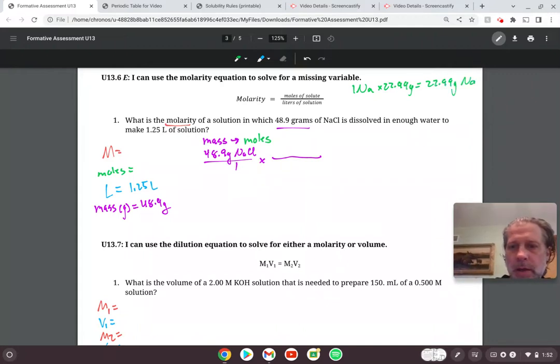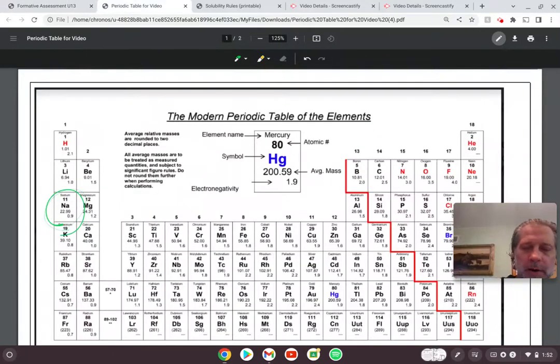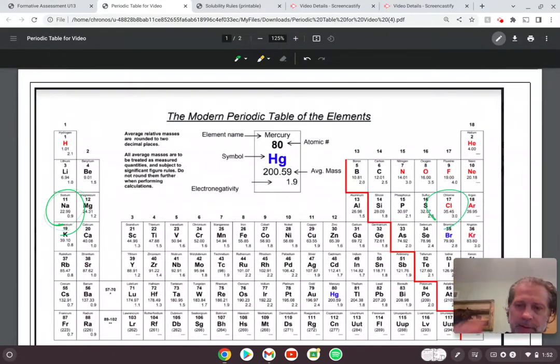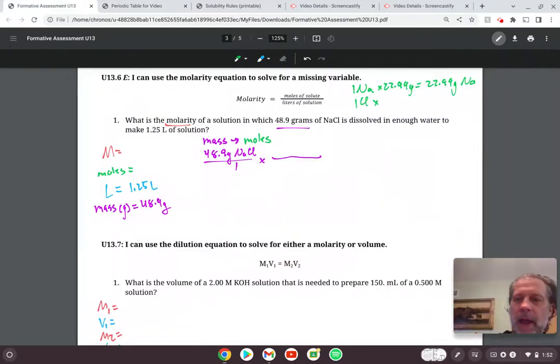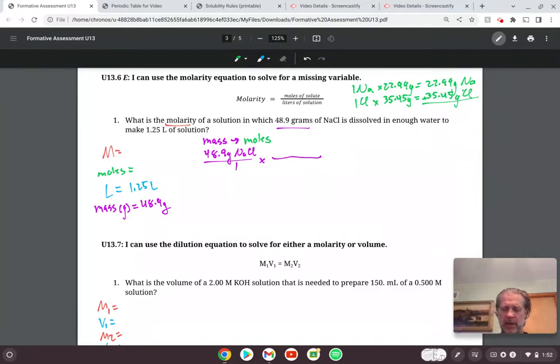And chlorine, there's one of them, and we're going to check that out on our periodic table. Chlorine has a mass of 35.45. So I'm going to record that. And we're going to add that up, so 22.99. That's not right. I multiplied instead of added. The sum is 58.44. So that's going to be 58.44 grams in 1 mole of NaCl.